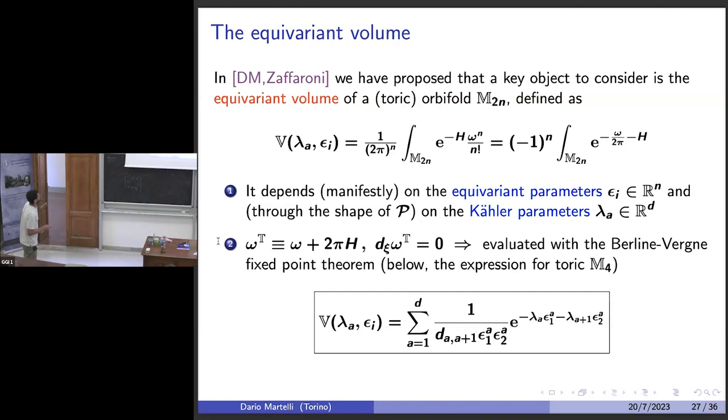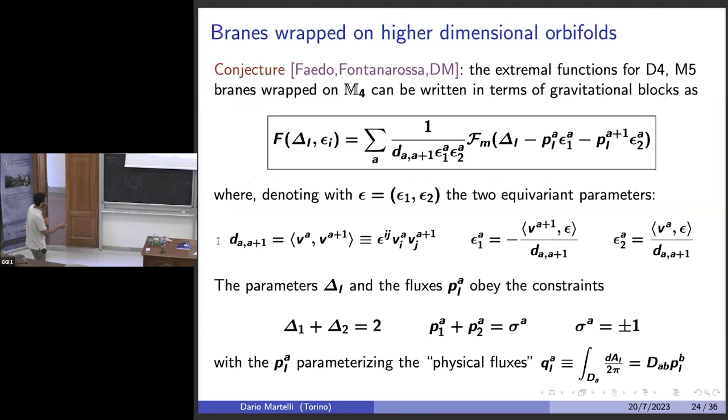It depends manifestly on the equivariant parameters, because they are hidden in this Hamiltonian here, which is just linear in the equivariant parameters. But it also depends on the shape of the polytope, through the Kähler parameters lambda a. So that's the formal expression. But then, thanks to the fixed point theorem, this can be evaluated. Because the equivariant symplectic form is closed, this has a very explicit expression in terms of the toric data, which are hidden in this epsilon a. They appear here; this epsilon is defined here, and they depend on the data V a.